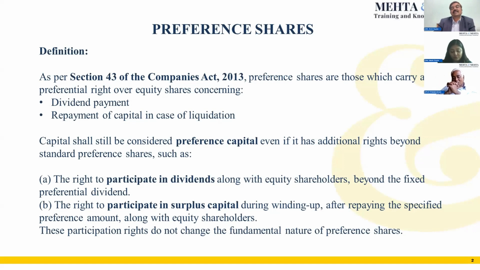One of the characteristics is that I should have a preferential right to receive the dividend, or I should have a preferential right to receive back my capital. If I have either of these features in my preference share capital, it will still be a preference share capital. So my coupon rate is still 0, but I have a preferential right in receiving back this capital. Whenever the equity is paid back their capital, prior to that, I will have a right to get back my capital.